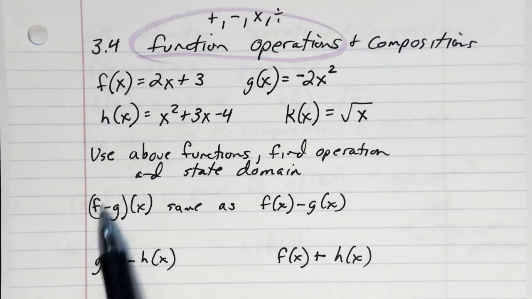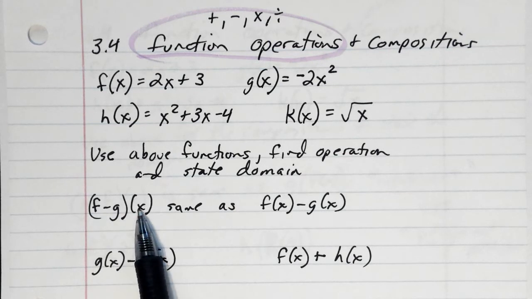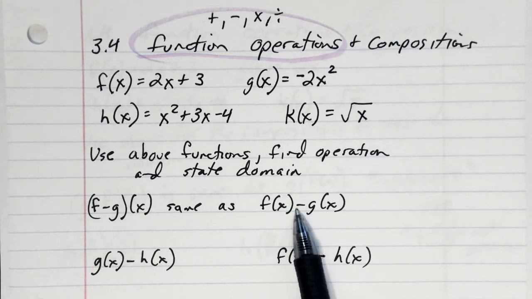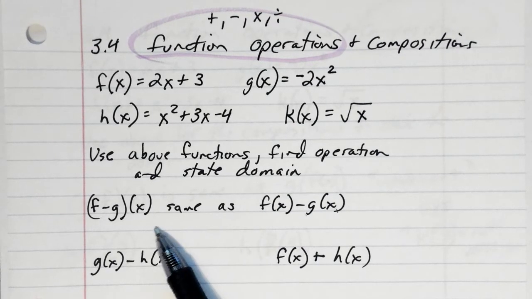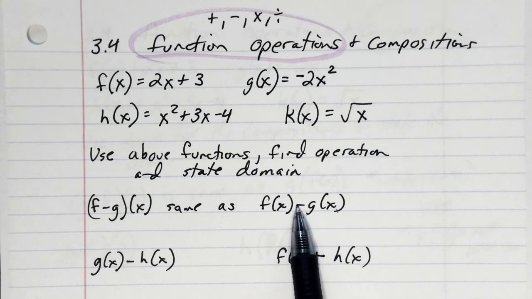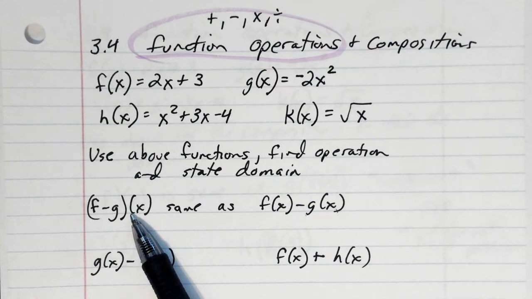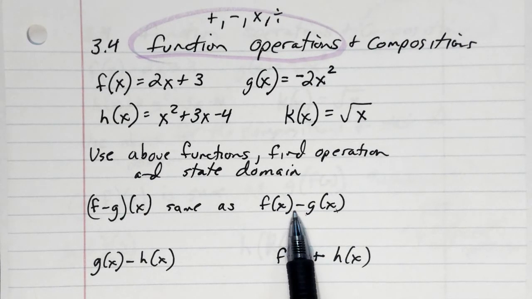So you might see a function operation like this. This means f minus g of x. This would be f of x minus g of x. These mean the same thing. I tend to see most people find this one a little easier. So if you see it in this form, you can write it in this form. It makes it a little easier.